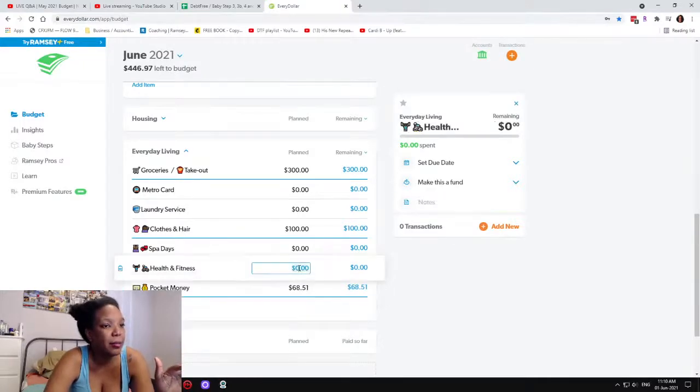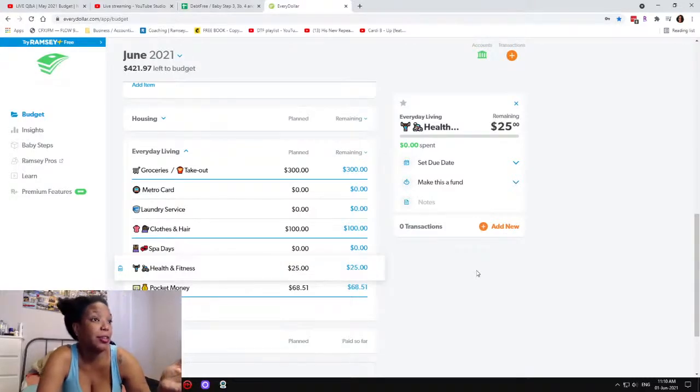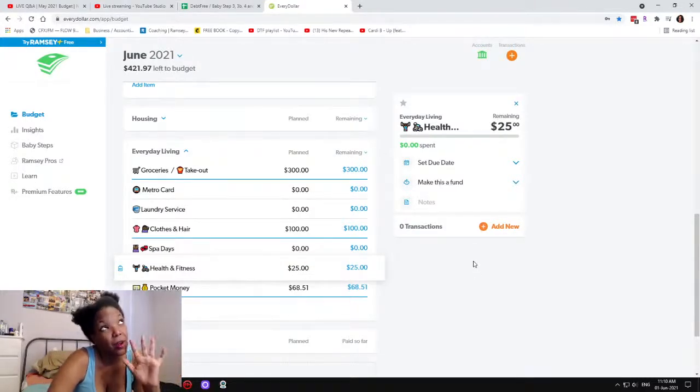And then health and fitness, like I have to buy vitamin supplements. I have to buy omega-3s and more vitamin D, because having multiple sclerosis, I need to increase my vitamin D so I can hopefully reduce my symptoms of multiple sclerosis. So things like that. I'll put $25 for that.